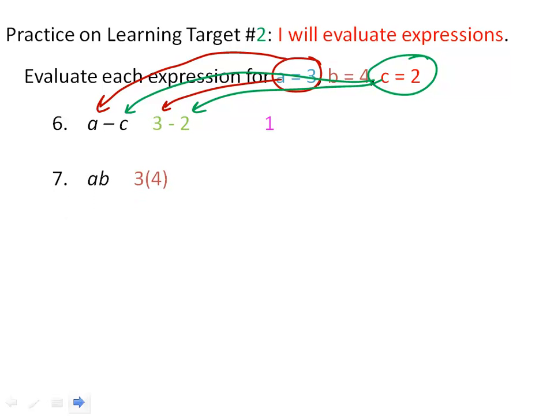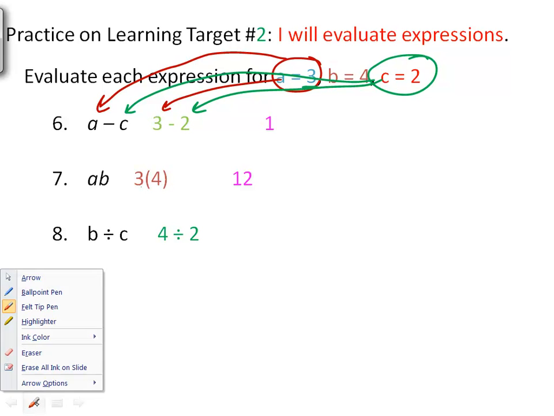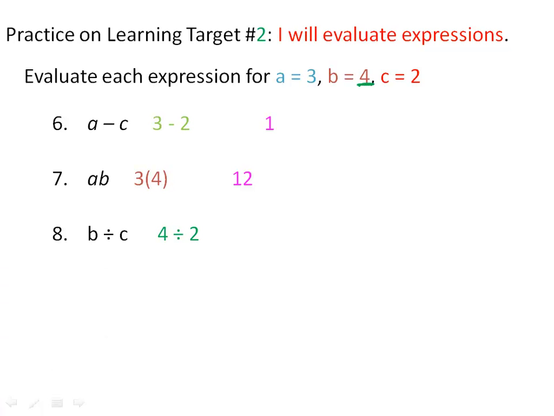All right, 7, a times b now. Remember in algebra, when 2 letters are listed side by side, that is code. It means multiply these 2 values together. All right, and we know a is 3, b is 4, so it's just 3 times 4, and that's 12. And we've got this one, b divided by c. Obviously, once again, b is 4 here, and c is 2, so it's 4 divided by 2. Very easy, 2. A times c, 3 times 2, 6.